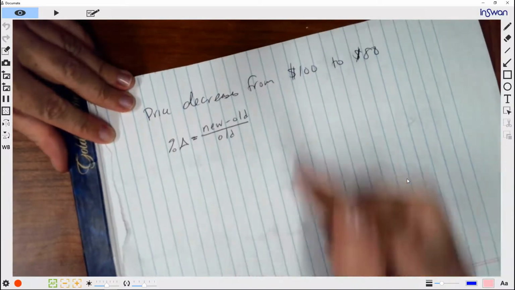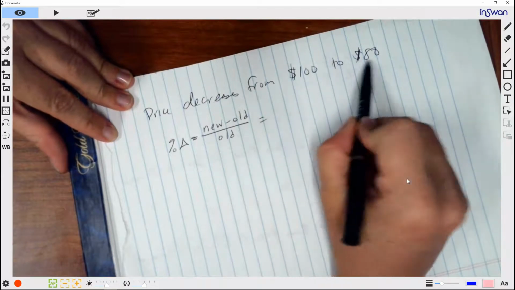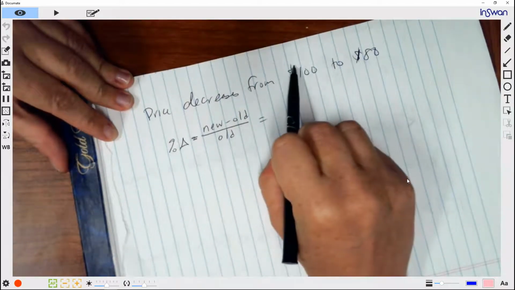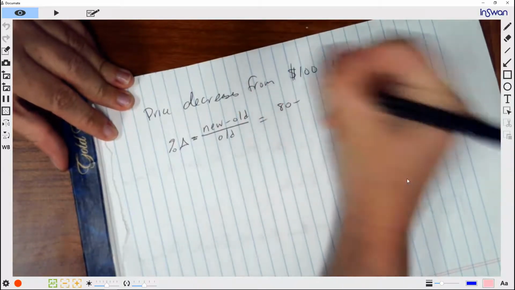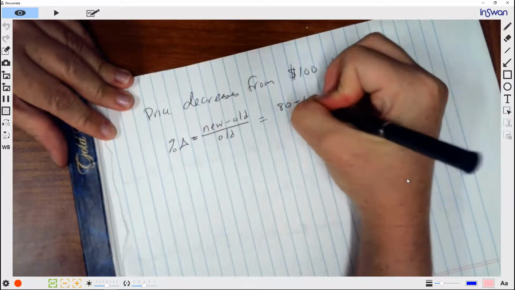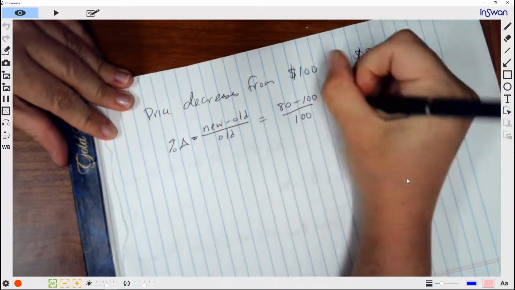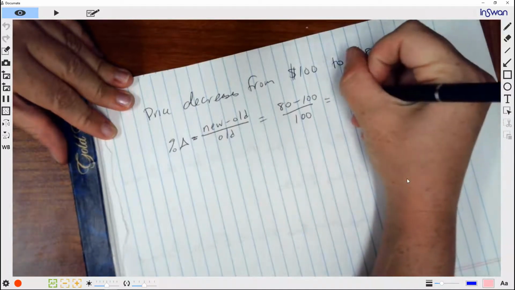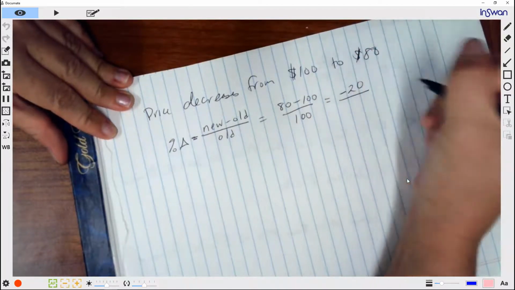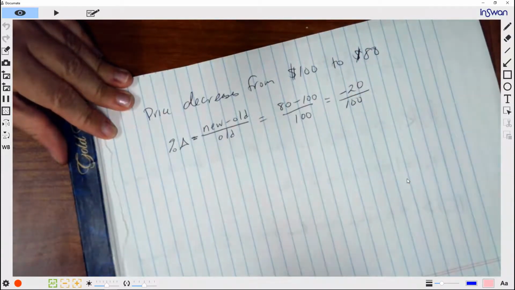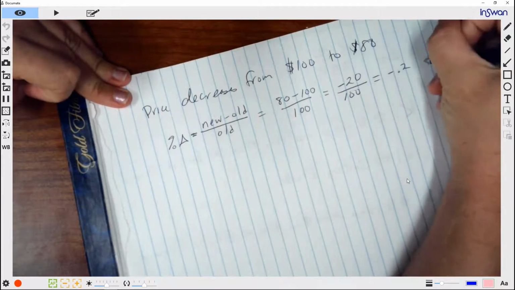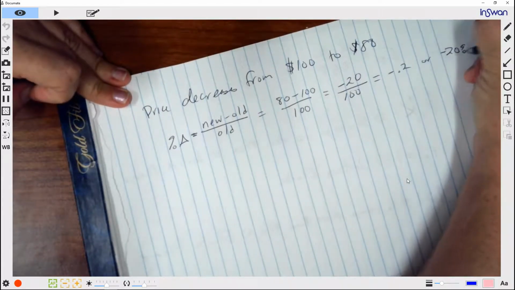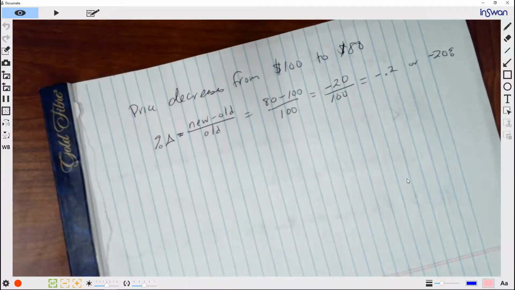Right? So we would have, in this case, our new price is 80. Our old price is 100. It went from 100 to 80. So our new price is 80. Our old price is 100. Divided by 100. We'll get negative 20 divided by 100. So this is negative 0.2 or negative 20%. Right? So this is a 20% change, is what we would see, a decrease of 20%.